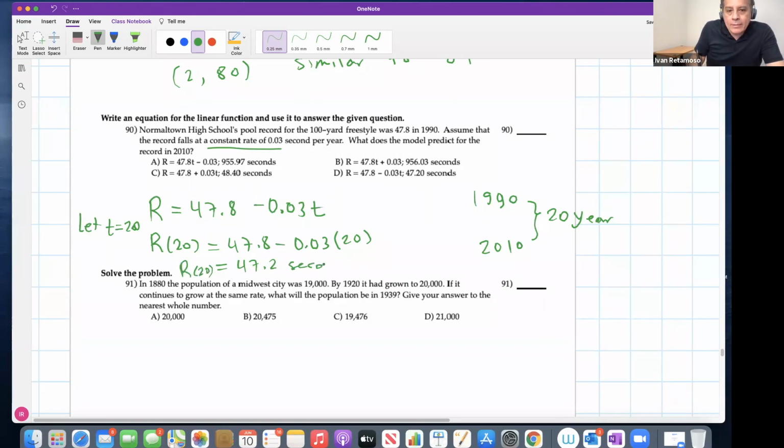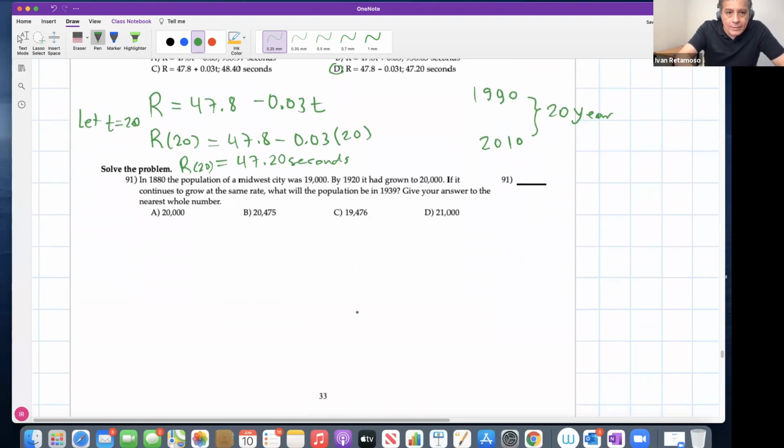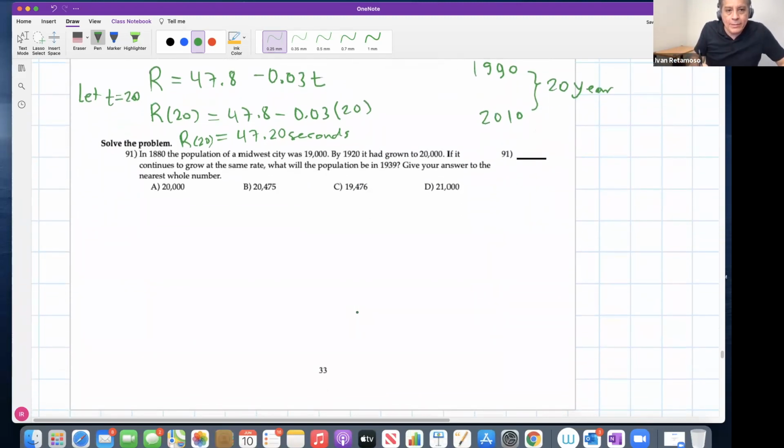Seconds, which is telling you this, right? Look, the function here with a minus is a decreasing function because the record is decreasing over time, and 47.20, adding a zero here doesn't change the number. So 47.20 seconds is the new record after 20 years. Very good. This is good. Let's move on to this one that deals with population.